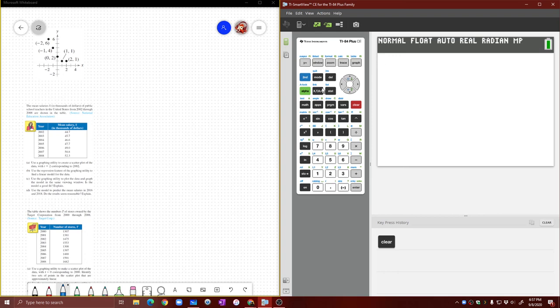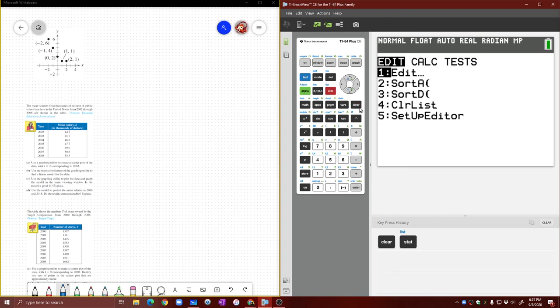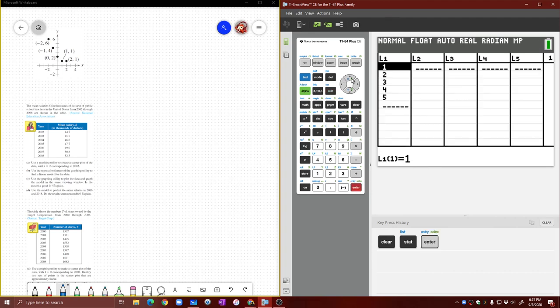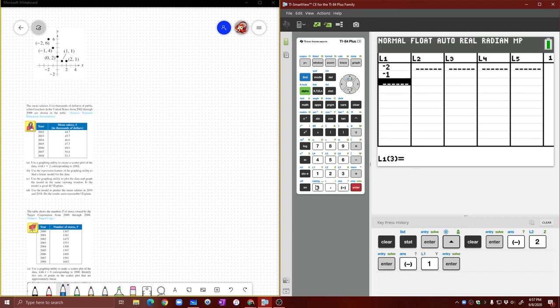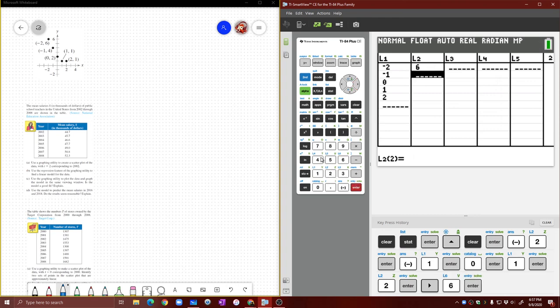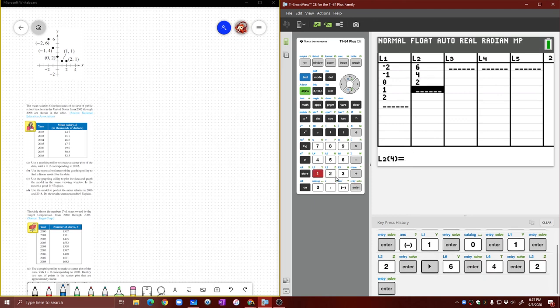So let's go ahead and go into our stat. I'm going to edit. So you see I have stuff in my L1, so I'm going to clear that out. So clear, enter. So I got a clean L1 and L2. So I'm going to start with my X values. So I see -2, -1, 0, 1, 2. Okay, so there's my X values. And now I want to put the corresponding Y values. So I see 6, 4, 2, 1, 1.